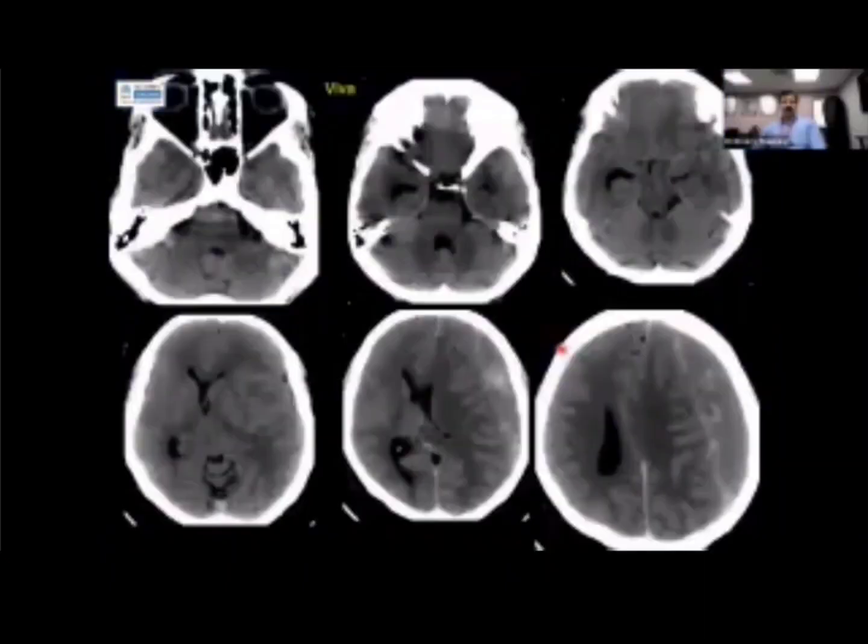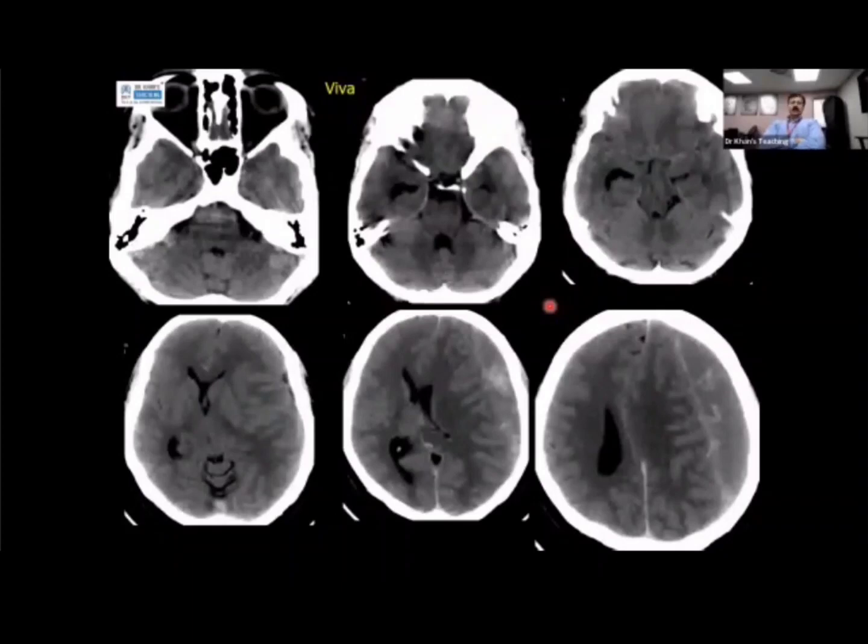Final, okay, your last case, please. This is your last case, and then I'll go to candidate 6. Over to you. It's an axial CT of the brain, non-contrast. Just 1 second. Just one second.